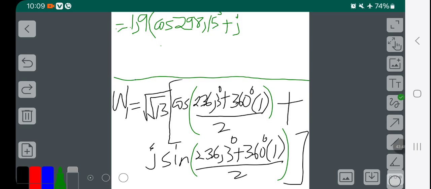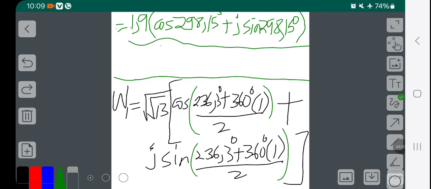You also get j sine 298,15. Now this one will become your polar form. This is your second root. So guys, that is how you calculate this question. This is the procedure that you can use to do this question. I hope you did understand.